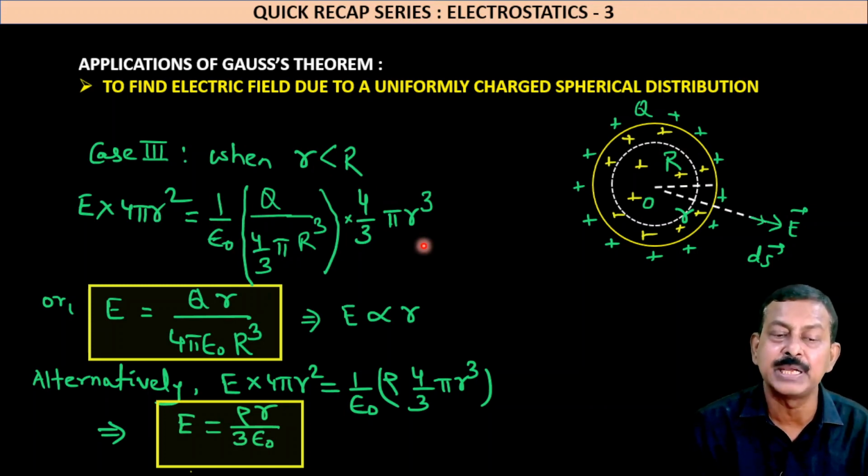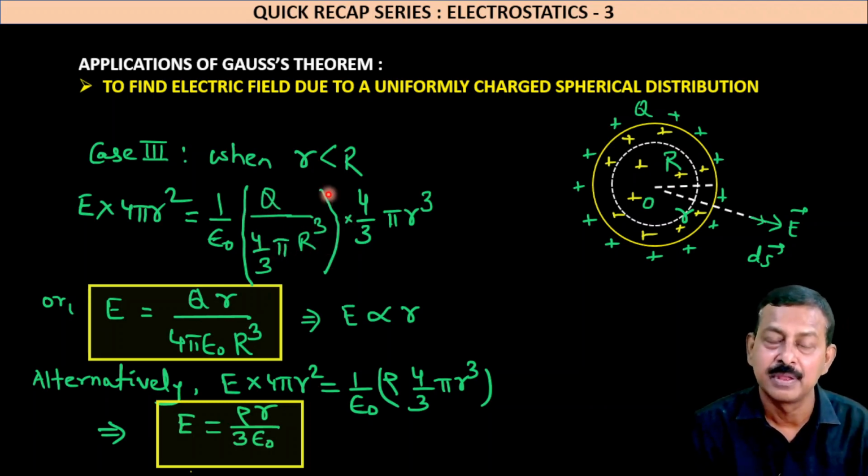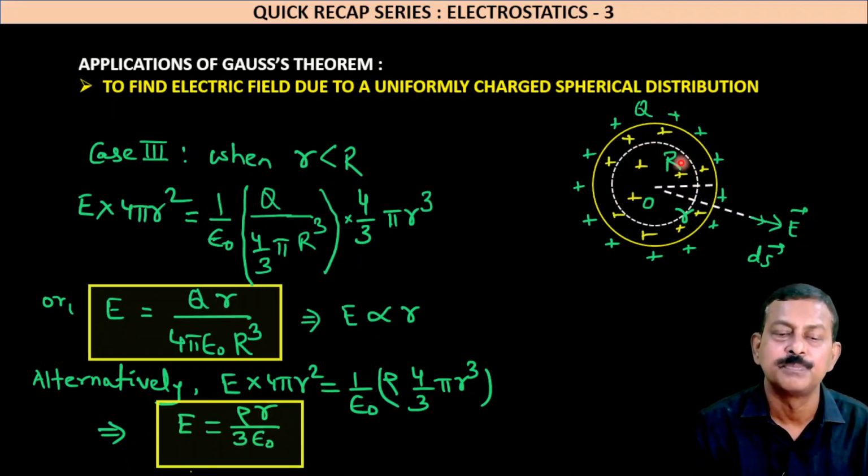Now we have to take the charge inside this spherical Gaussian surface whose radius is small r. It is the charge per unit volume, which is q by 4/3 pi R cube, multiplied by the volume of this small Gaussian surface, which is 4/3 pi r cube. So E will be equal to capital Q into small r divided by 4 pi epsilon naught R cube. We can see here that E is directly proportional to r.